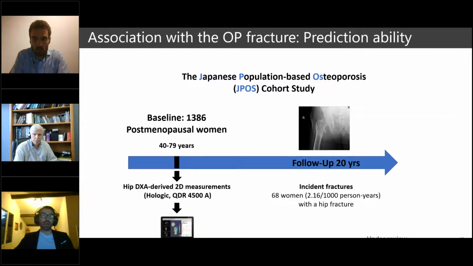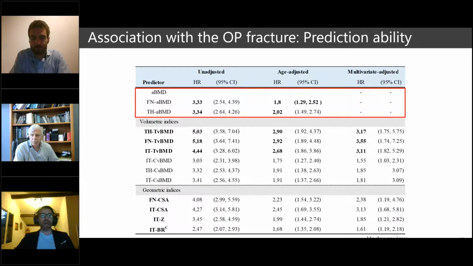Hip scans were analyzed using the 3D-Shaper software. And in this case, we also computed the hip strength analysis parameters. As expected, the areal BMD at both total hip and femoral neck predicts the hip fracture, even after adjustment for age.